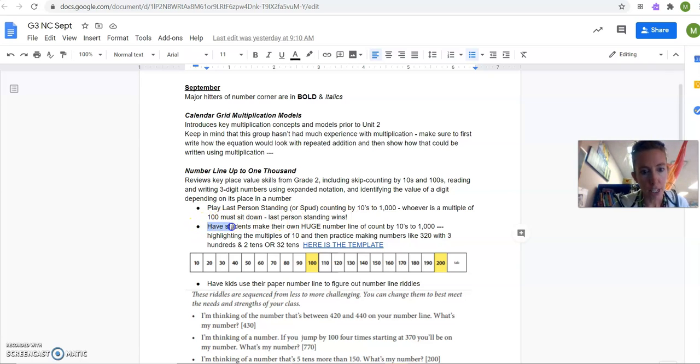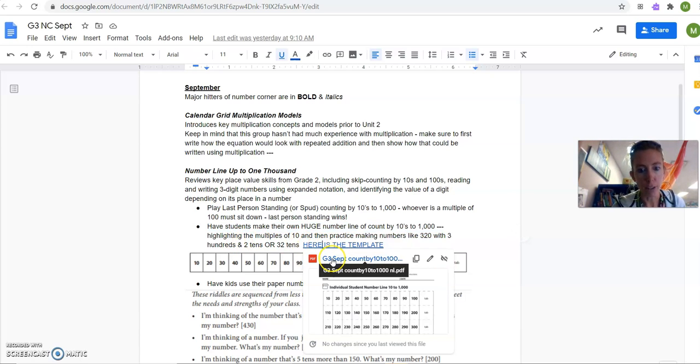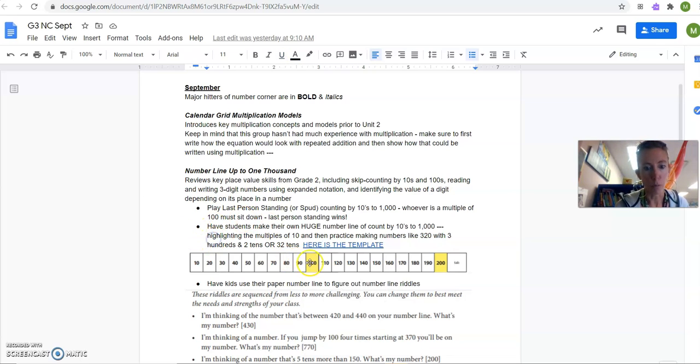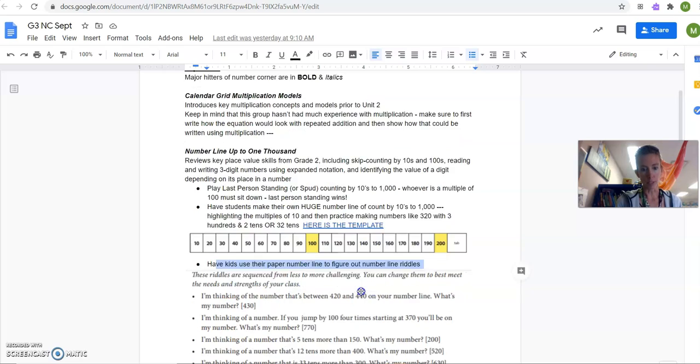Then another activity to do for number line up to 1,000 that would be a good one for these guys is to make their own huge number line out of the tens, like this, counting by tens. So if you are looking for that template, I have it right here for you so you don't have to go looking. There it is. You can click there, copy it off, and they would cut these out in strips, glue them together, highlight those multiples of 100. And then once they do that, you could give them some number riddles, which are down here.